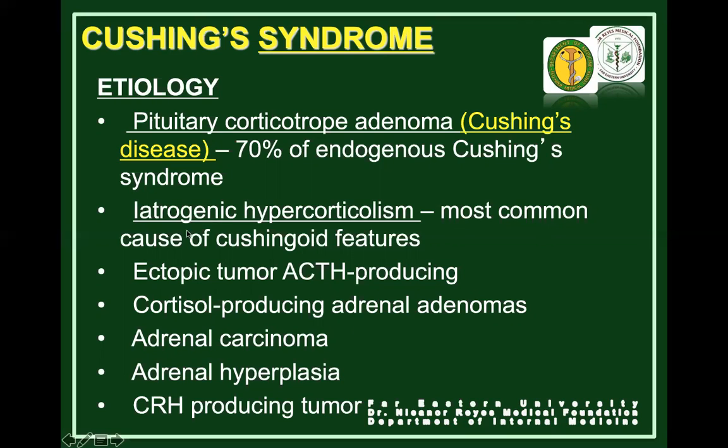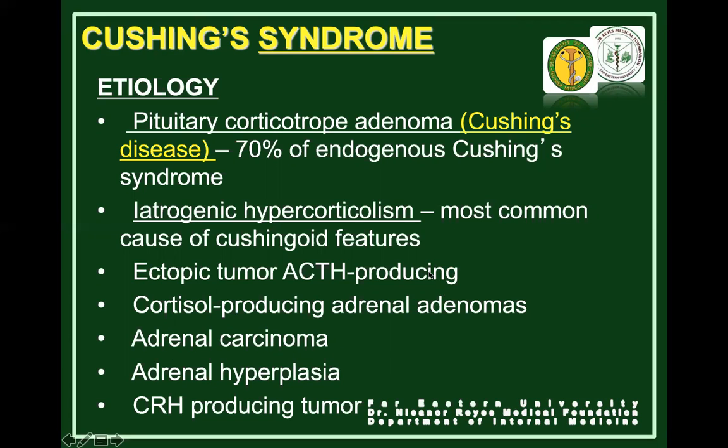And one of the most common causes of Cushingoid features, the faces that we see, is usually iatrogenic hypercortisolism. It means that if you give too much steroid hormone, like your prednisone, your hydrocortisone, then it can cause Cushingoid features. And this is the most common, iatrogenic. Other causes would be an ectopic tumor causing ACTH production, cortisol-producing adrenal adenomas, carcinoma, hyperplasia.